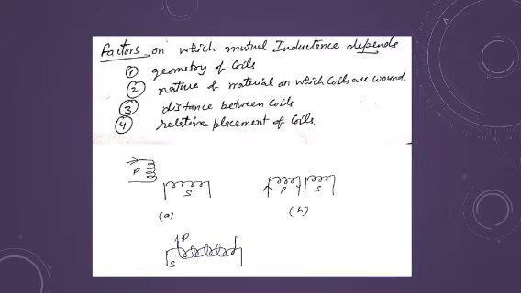Now you should be able to answer this question also: what are the factors on which mutual inductance depends? Of course, it depends upon the geometry of the coils, means how you are winding the coils, and the nature of the material on which the coils are wound. It means what is your core, you can say a soft iron core, or some other material, or you are not using any core. It will depend upon that also.